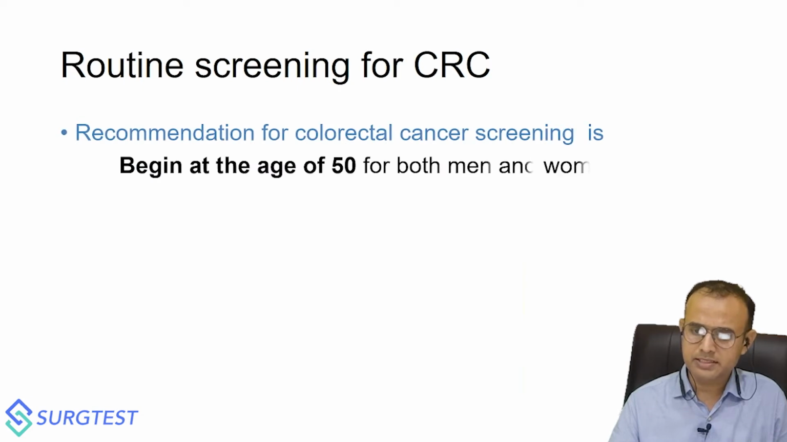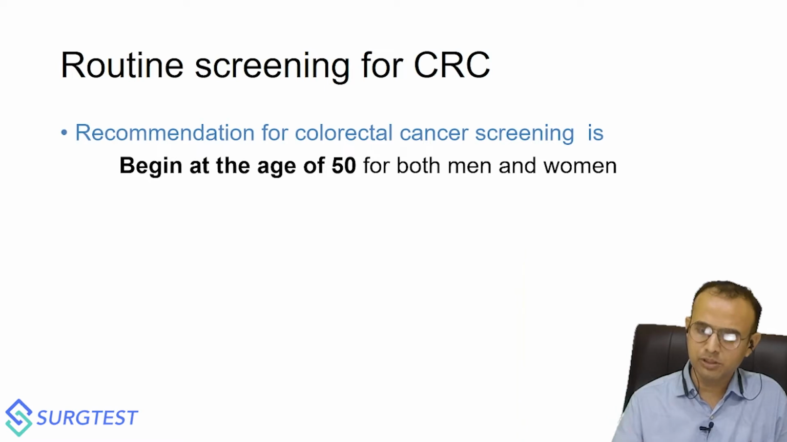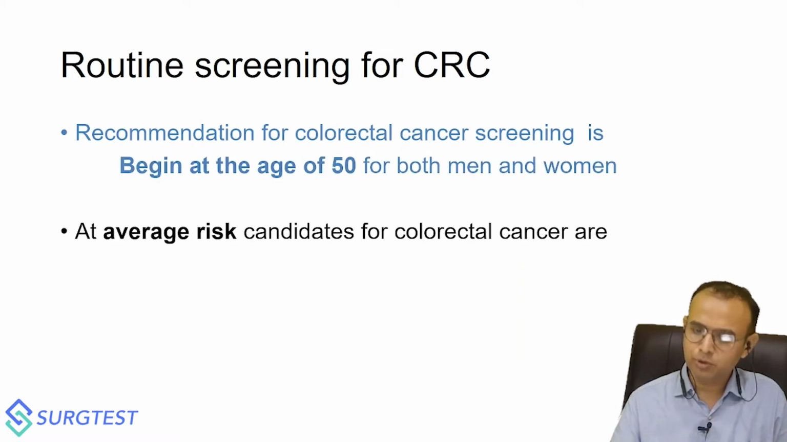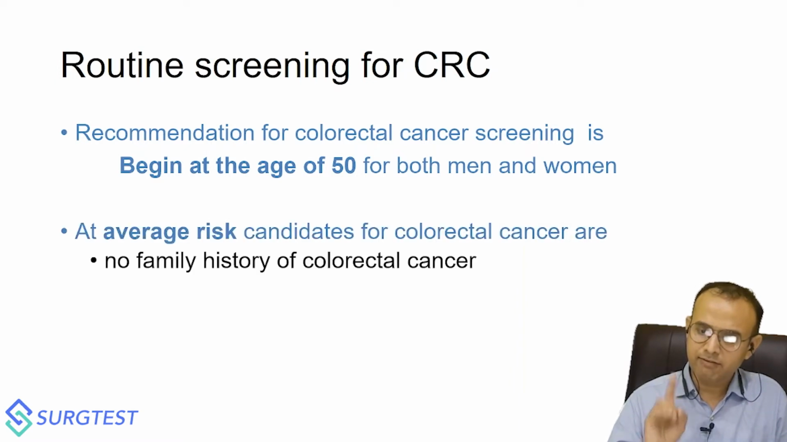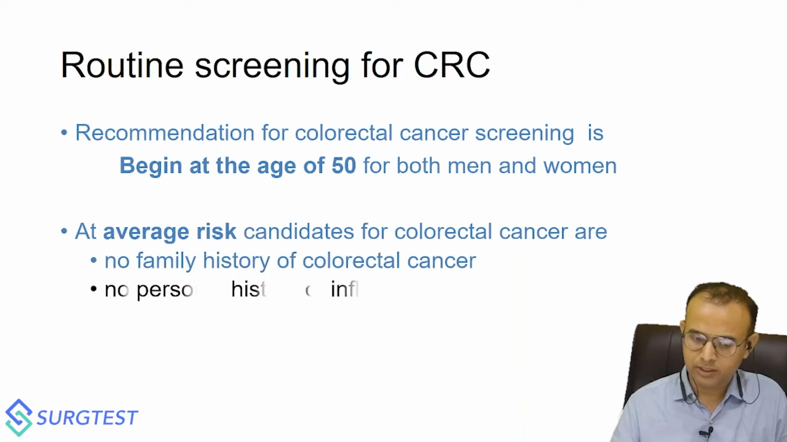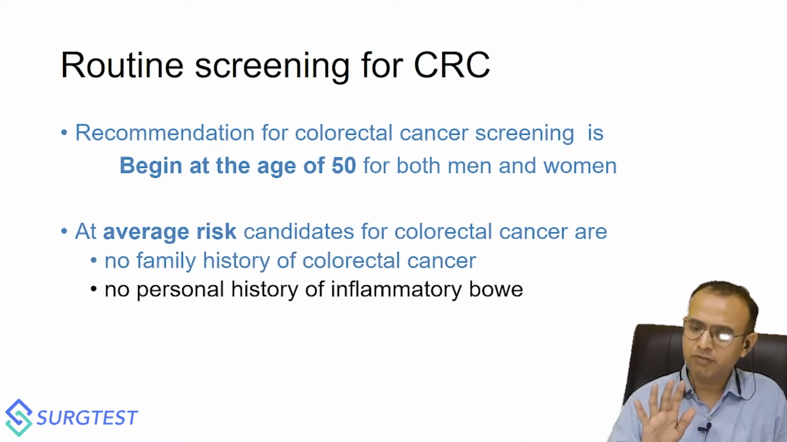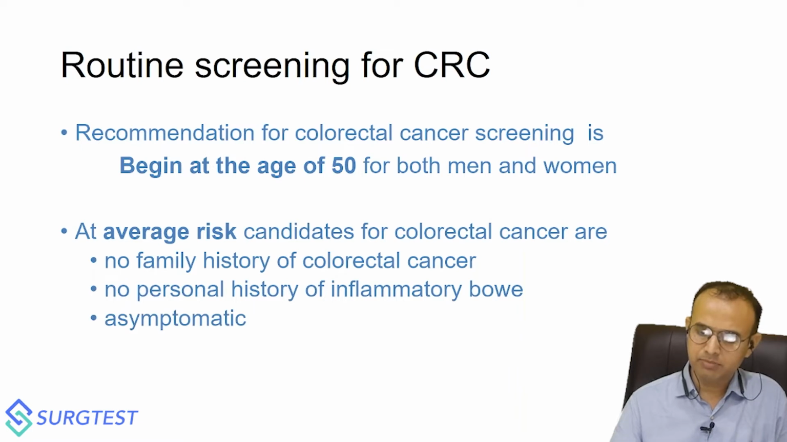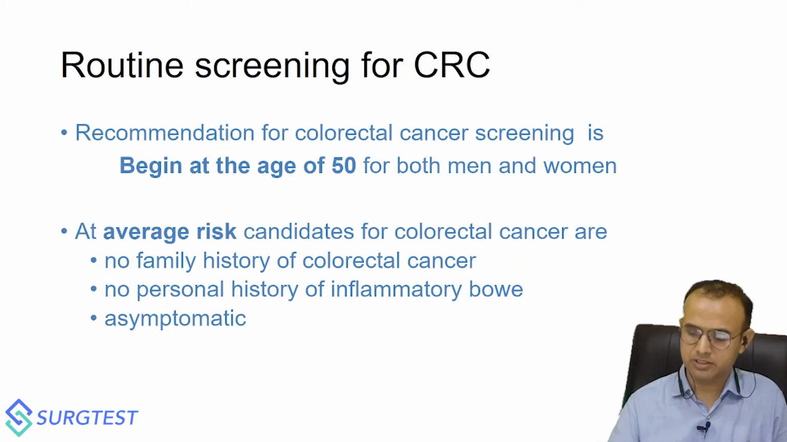Routine screening of colorectal cancer is recommended. What is the screening protocol? Begin at the age of 50, both men and women. Average risk means routine screening should be started at 50, which has been done all across the world. Average risk means no family history of colorectal cancer, no personal history of IBD or cancer, an asymptomatic patient, without family history, without history of IBD, without high risk history. These are the average risk.